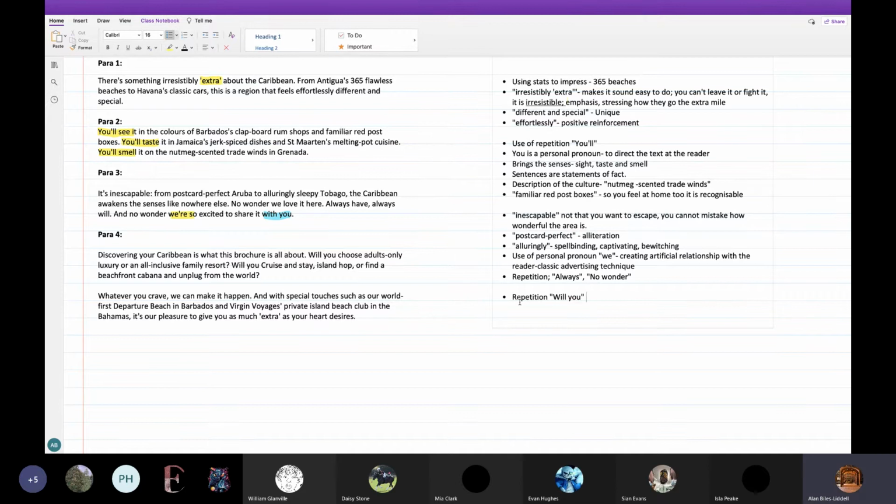Will you choose adults only luxury or an all-inclusive family? Will you cruise and stay or find a beachfront cabana and unplug? What is that giving you? Options. Yeah. It's giving you choice. It's giving you options. Yeah, good. What else? What else is positive here? It repeats "will" every time.